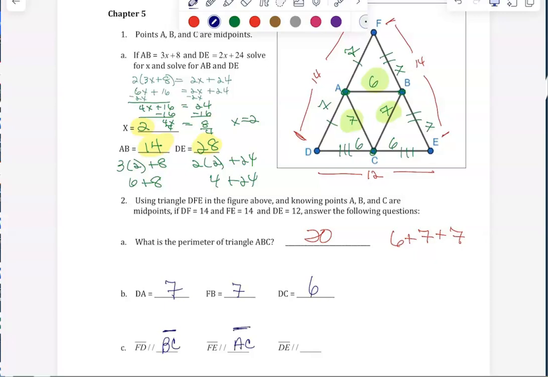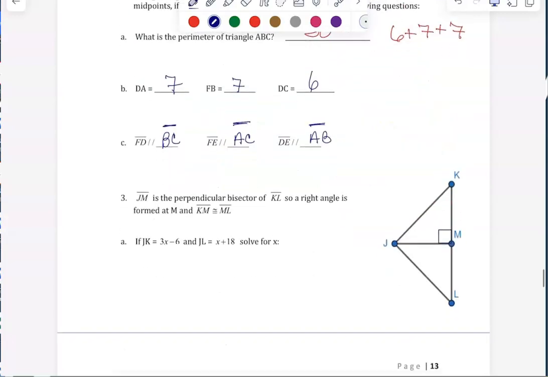And DE, the bottom one, is parallel to the piece right in the middle, which is AB. So there you go. We've got all those questions answered. Okay, let's move on to the next one.